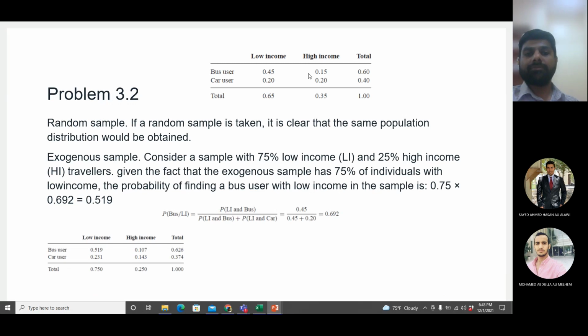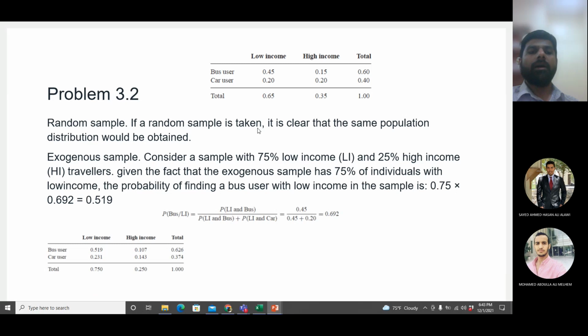So we have these categories, and these are the choices. Choices are bus and car. Categories are low income and high income, and these are their proportions. So low income bus users 45%, high income bus users 15%, total bus users 60%. Okay, total low income group 65%, total high income group 35%, and so on and so forth.